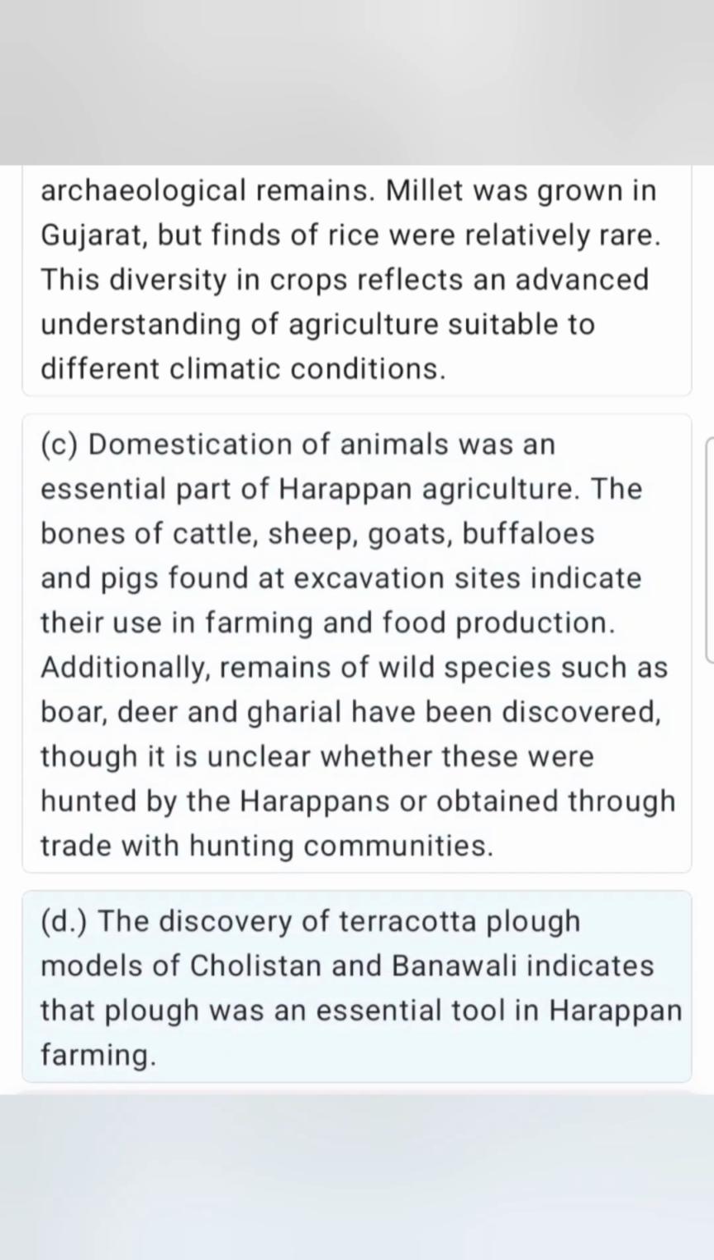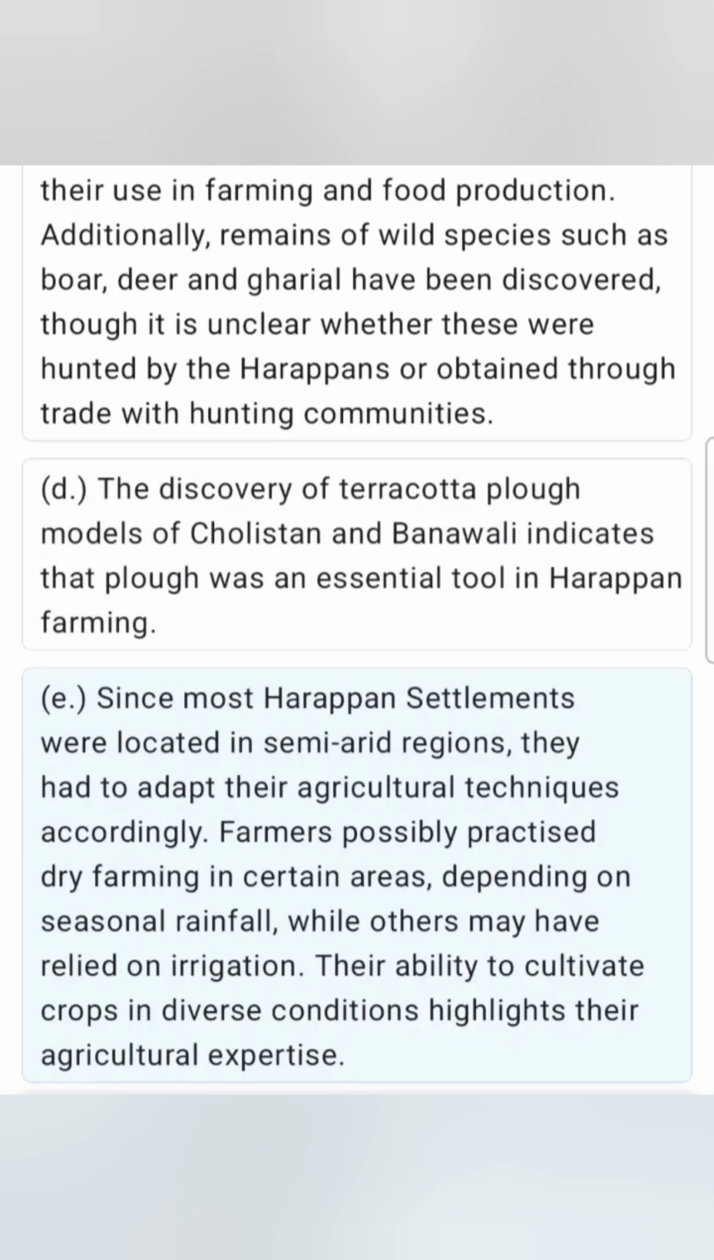D. The discovery of terracotta plough models of Cholistan and Banwali indicates that the plough was an essential tool in Harappan farming. E. Since most Harappan settlements were located in semi-arid regions, they had to adapt their agricultural techniques accordingly. Farmers possibly practiced dry farming in certain areas, depending on seasonal rainfall, while others may have relied on irrigation. Their ability to cultivate crops in diverse conditions highlights their agricultural expertise.